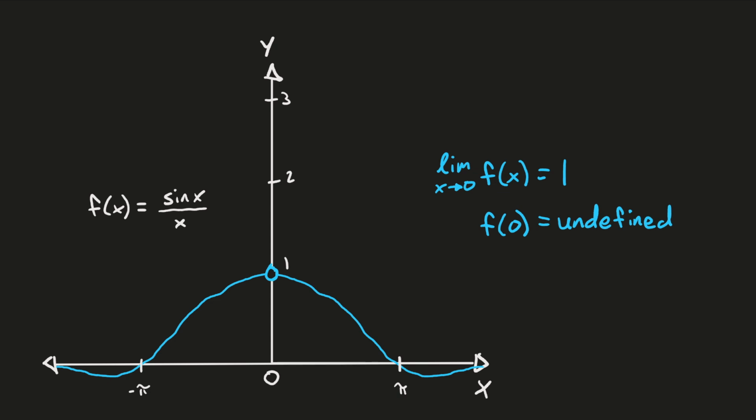So that's why we have the idea of a limit, because with functions like this one, it's important to make a distinction between the value that it gets close to and the value that it actually is exactly at that point.